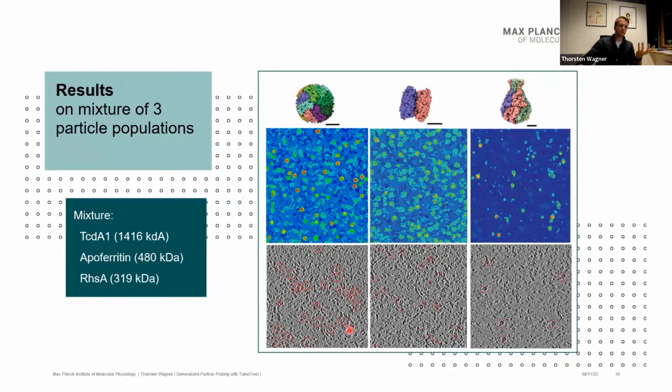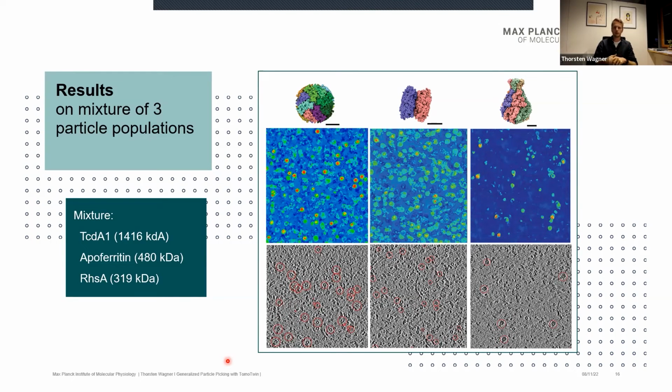But still, while this is already very promising, it's still kind of artificial data because it's more or less a single particle grid where we collected tomograms from. So we actually wanted then to know, okay, how does it perform on cellular tomograms?